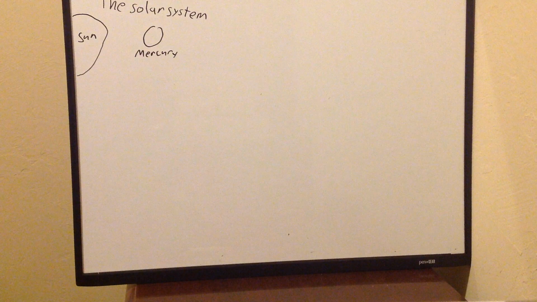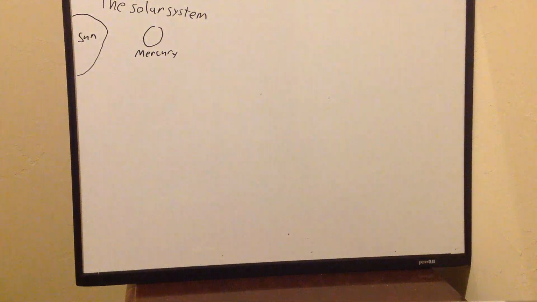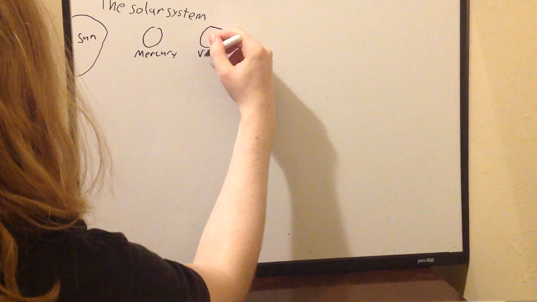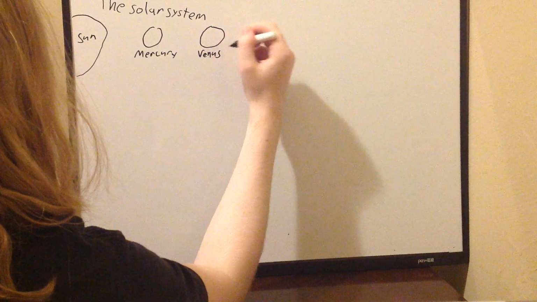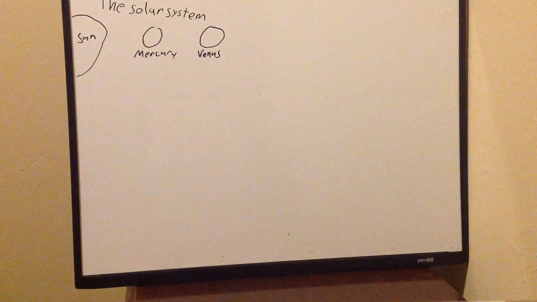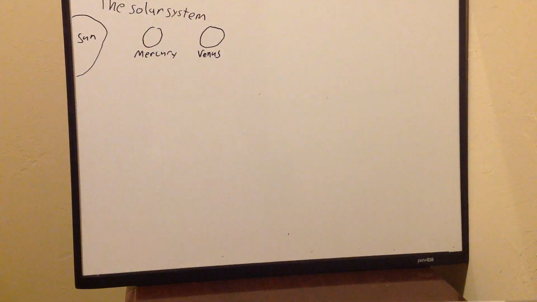So next up, after Mercury, we have Venus. Venus is sometimes called Earth's twin, because it's really close to the same size as we are here on Earth. It's a little bit smaller. It's about 90% the size of Earth, but still really close.